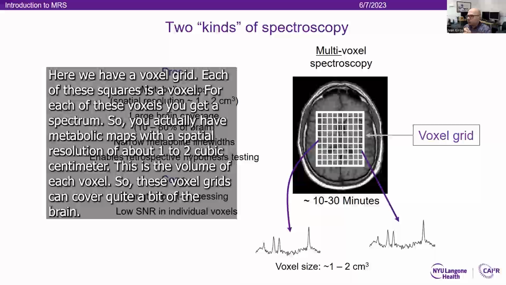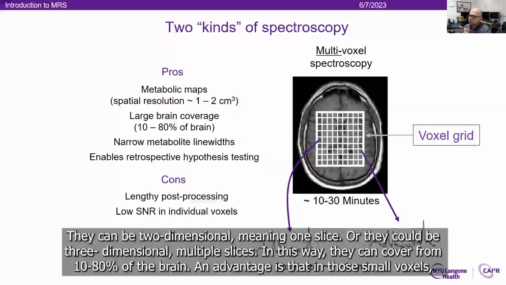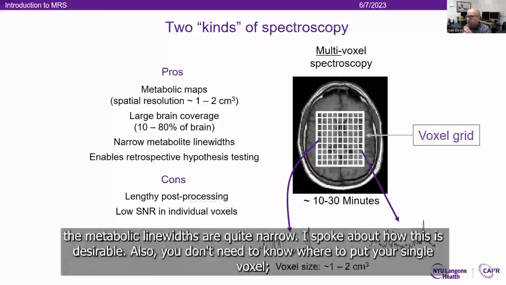These voxel grids can cover quite a bit of the brain. They can be two-dimensional, meaning one slice, or they can be three-dimensional, multiple slices. In this way, they can cover from 10 to 80% of the brain. An advantage is that in those small voxels, the metabolic line widths are quite narrow. And I spoke how this is desirable.